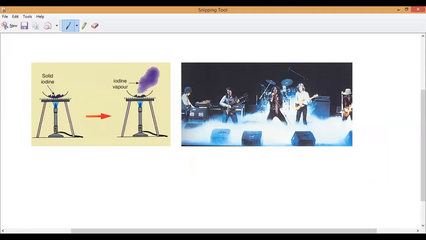They are heating the iodine. We are heating the solid iodine. So this solid iodine, while heating, is converting directly into what? You can notice it here.